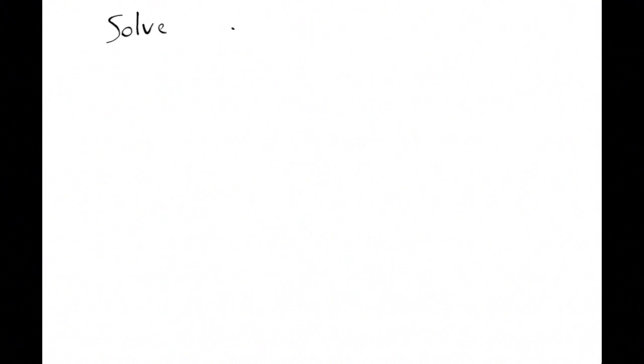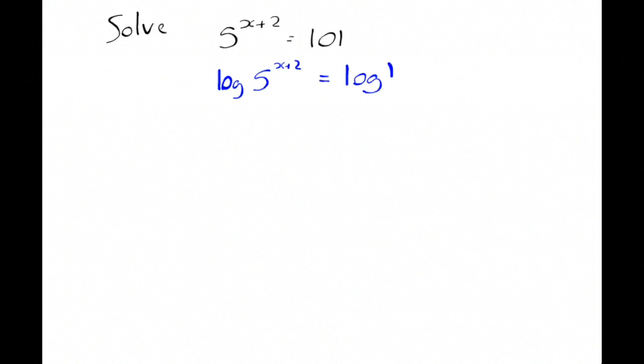Another example, solve 5 to the power x plus 2 equals 101. Different ways I could do this. I could change that into 5 to the x times 5 squared and get rid of the 25 at this stage, but I'll just run with my logs at the moment. Trying to find a power, log both sides. Log of 5 to the x plus 2 equals log of 101.